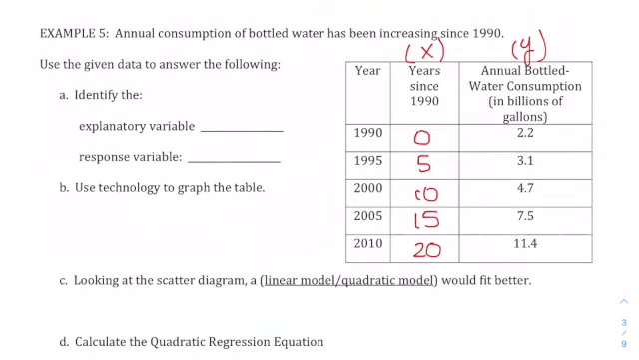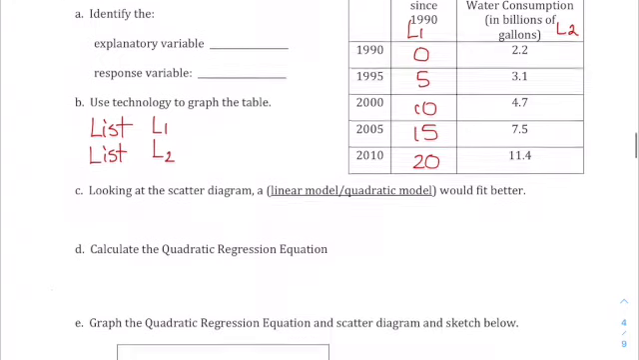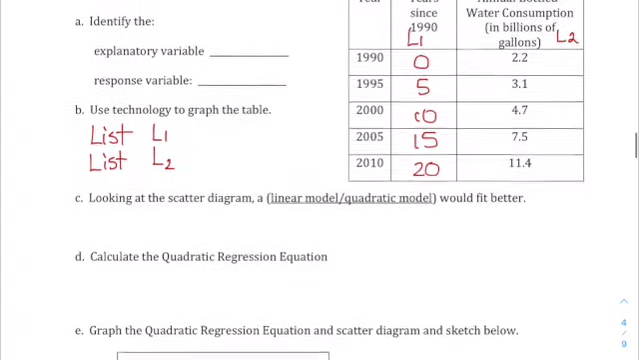Now using technology to graph the table, I would like you guys to go back and refresh your memory on lists and entering the years as 0, 5, 10, 15, 20 under your list 1, and then you put your annual bottle consumption as list 2. Go ahead, answer the rest of the question except letter D, and I'm going to show you how to do that.